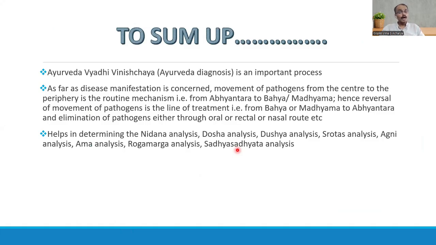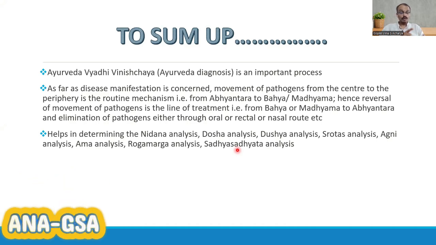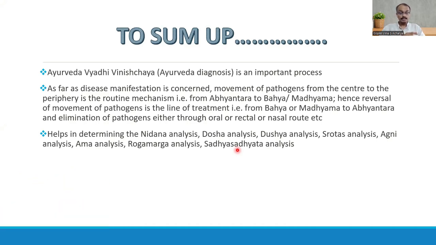To sum up, Ayurveda Vyadhi Vinishchaya for diagnosis is an important process. As far as disease manifestation is concerned, the pathogens move from the center to the periphery. That is the usual mechanism, that is, from Abhyantara to Bahya or Madhyama Roga Marga. Here, the reversal of the movement of the pathogens is considered a line of treatment. That is, the movement of the pathogens from Bahya to Abhyantara or Madhyama to Abhyantara is considered to be the main line of treatment as such.